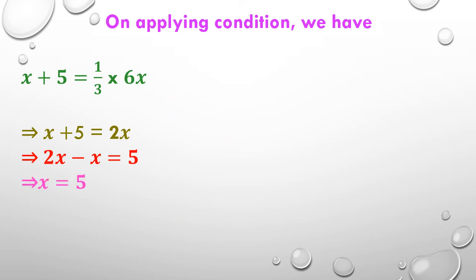So, x is equal to 5. Now, once you have the value of x, you can write this number in the age of the son. As you know, the present age of the son was x, so it is equal to 5. Then his mother's age was 6 times his present age. So it will be 6 into 5, that is equal to 30.